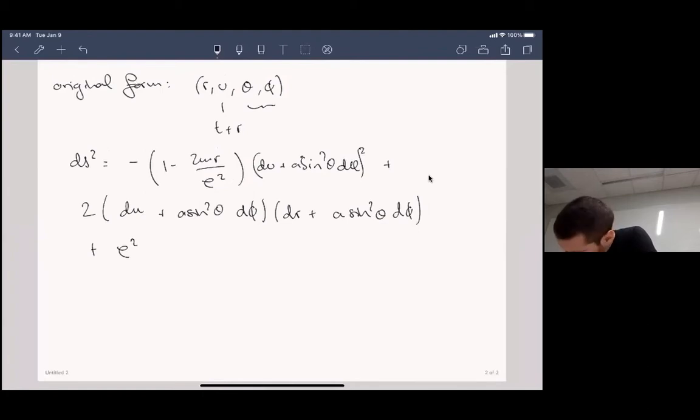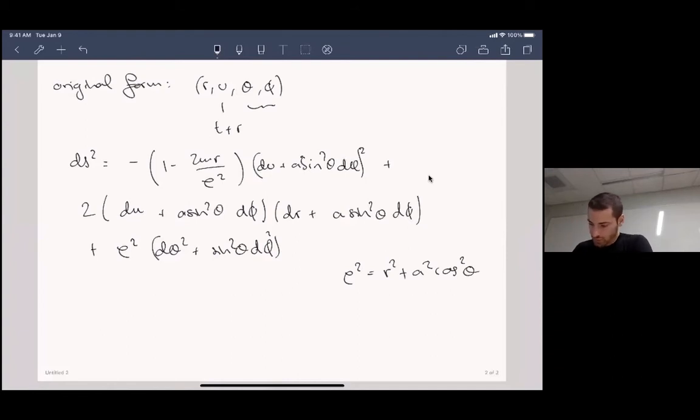So rho squared will always mean this, and that will give us our ring singularity later on. So notice that there are lots of off-diagonal terms. You can think of a metric as a matrix, but in this form, in these coordinates, there are lots of terms off-diagonal, and that makes computations difficult.